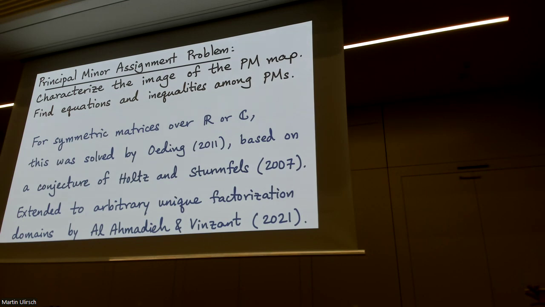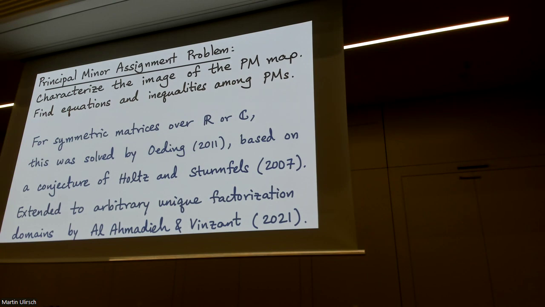Well, of course, in numerical linear algebra, people will actually be interested in computing it, right? Given some 2 to the n numbers, or maybe some collection of them, you want to reconstruct the n by n matrix that they come from. So some relevant results are for general symmetric matrices over real or complex numbers. This was solved by Lucas Oeding, based on the conjectures of Holtz and Sturmfels. And then this result was extended to arbitrary unique factorization domains by my collaborators, Abeer and Cynthia, recently.